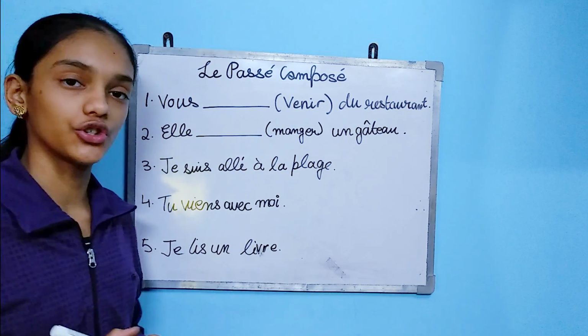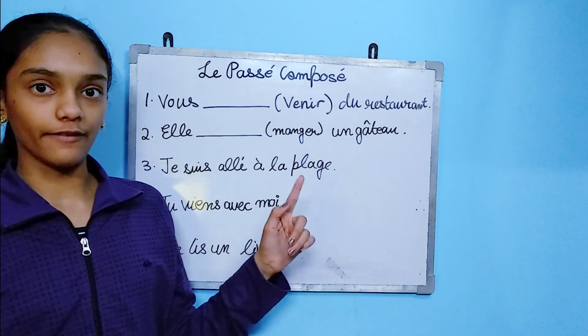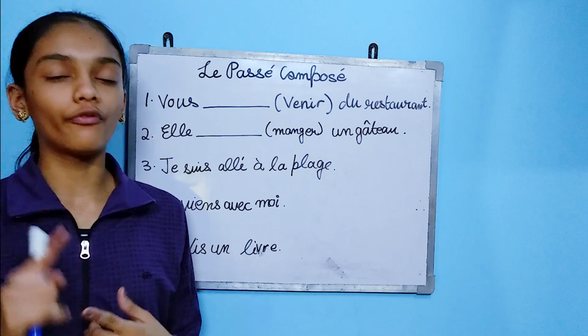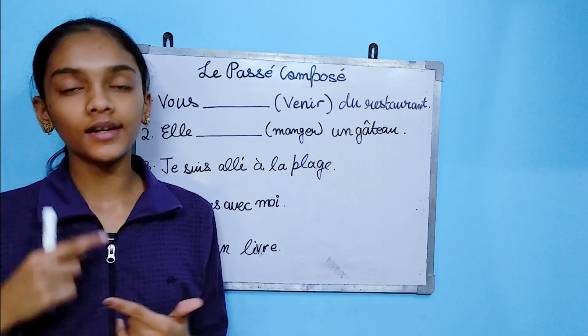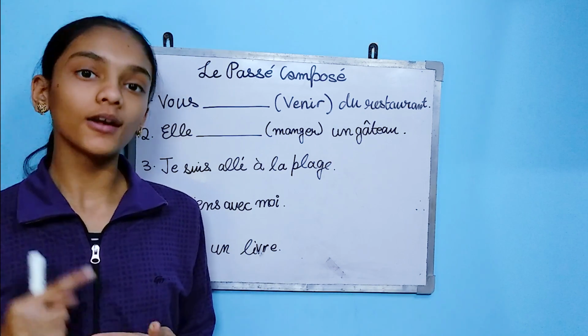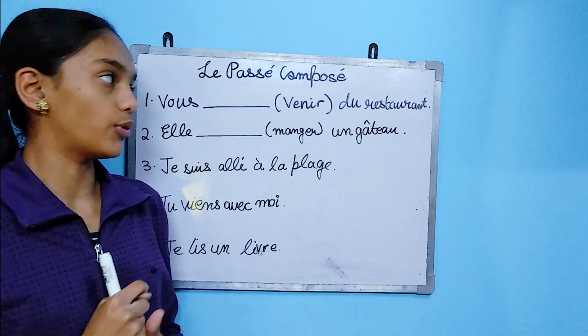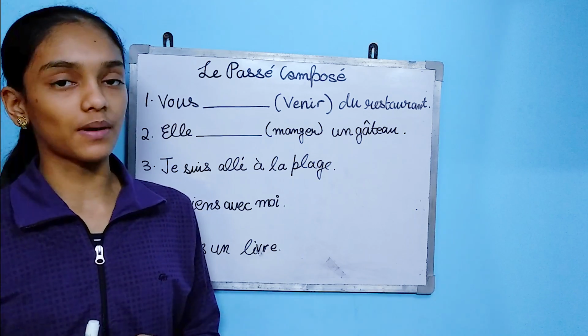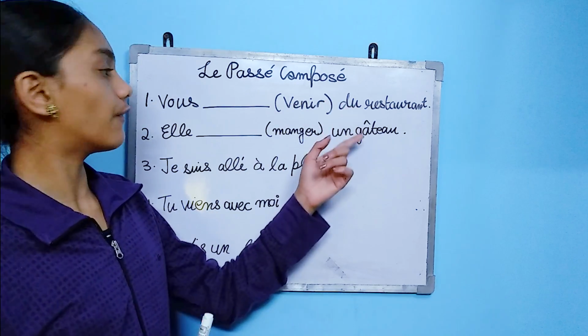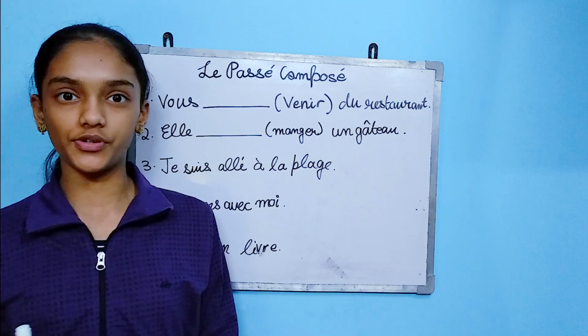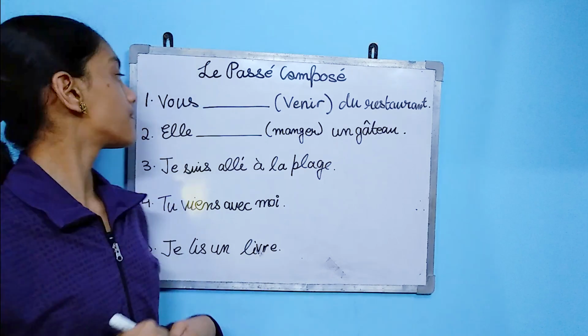In the first question, the verb is given and we need to know first whether we have to conjugate it with être or avoir, then conjugate it with the appropriate one and write it in past participle form. So just for the first two, we need to do in passé composé. Let's see how we do it.